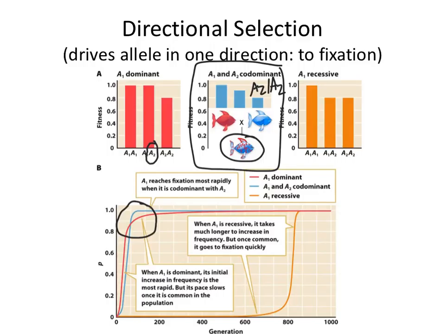And that explains why when you have a codominant trait, it fixes much more quickly up here. So the trait goes to 100% frequency almost immediately, whereas it takes much longer in dominance for that second allele, allele 1, to eventually be eliminated from the population.